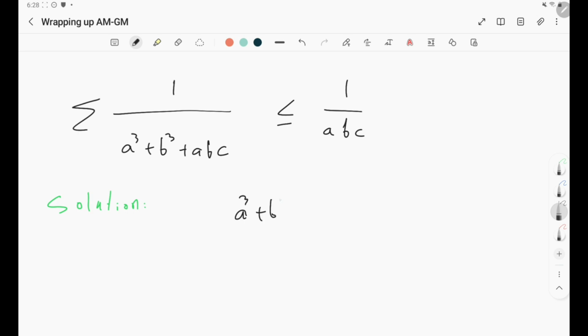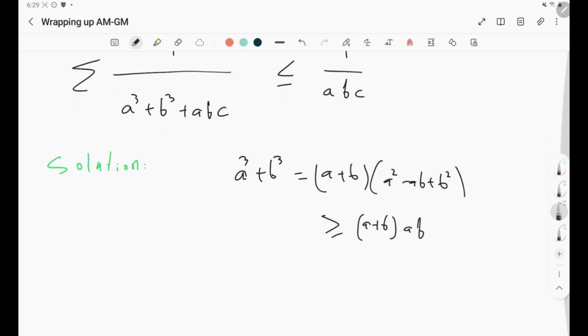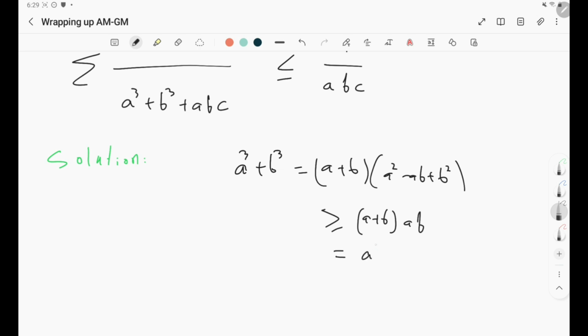So what can we do instead? Well, one idea is this thing is actually a plus b times a square minus ab plus b square. So we can't do anything cool here. But look at it: a square plus b square is already greater than or equal to 2ab. So one ab will cancel, and we'll have this is greater than or equal to a plus b times ab. Hence, we can just replace it with a square b plus b square a. Alright, perfect. So a cube plus b cube is greater than or equal to a square b plus b square a.